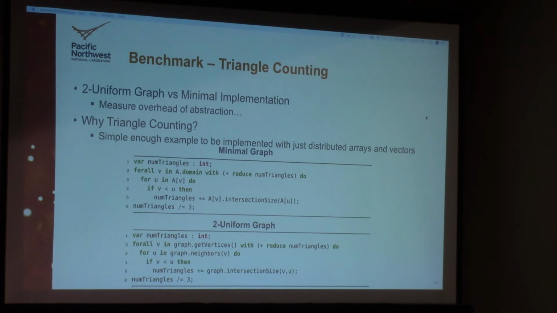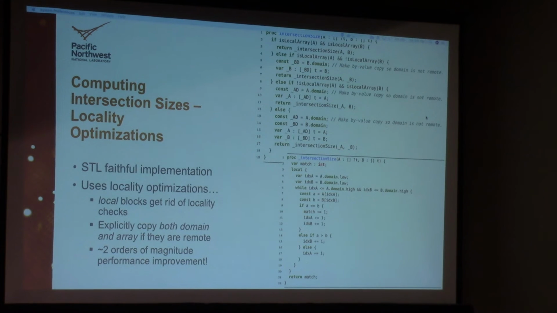Okay, so why triangle counting? I chose triangle counting because it's simple enough to be implemented just with distributed arrays. The minimal implementation is bare bones. As you can see, they're both literally the same lines of code, 6 lines. And this is rather important for performance reasons.